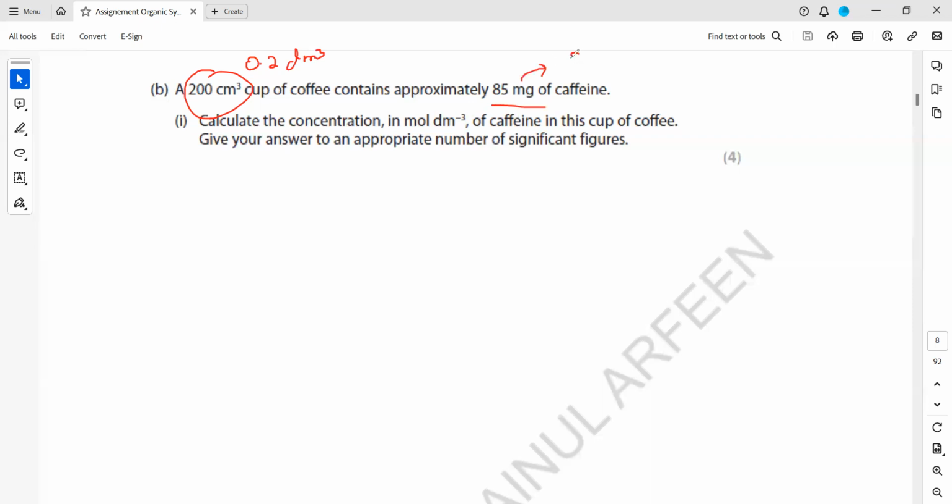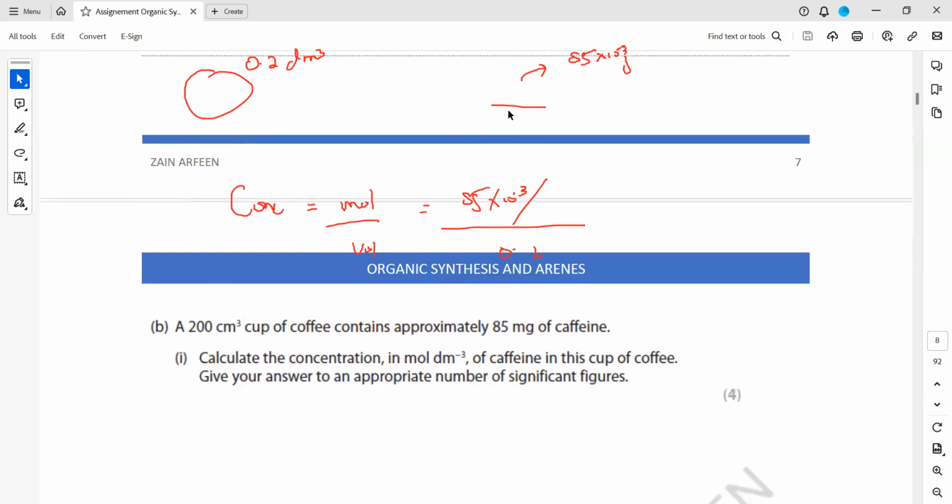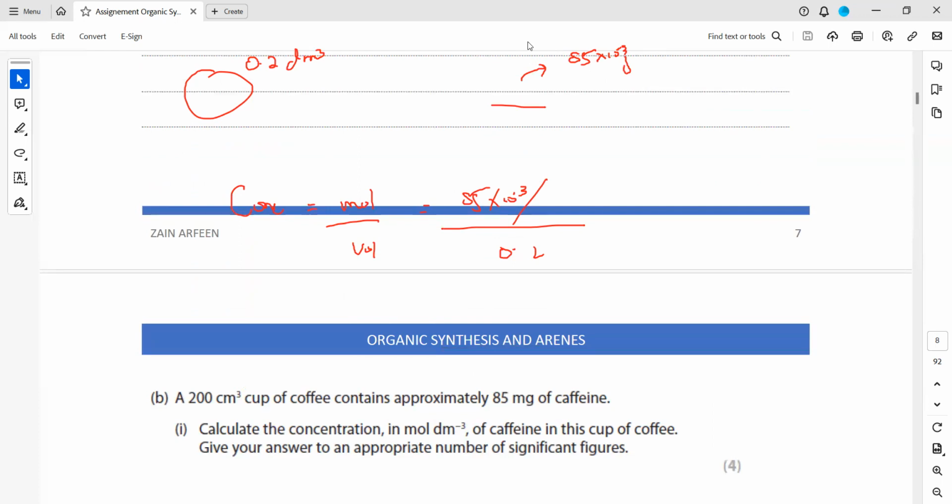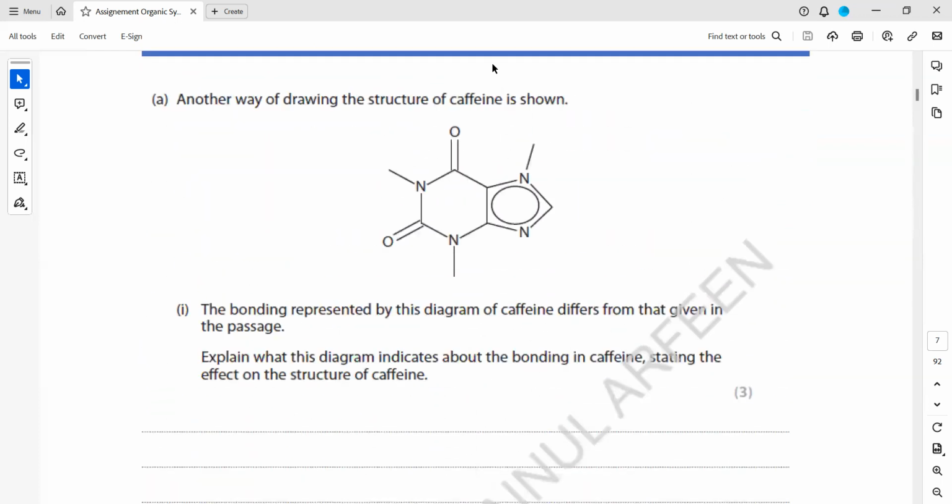The mass is in milligrams, so it will be 85 into 10 to the power minus 3. To get the concentration, concentration is moles divided by volume. So moles is 85 into 10 to the power minus 3 divided by molar mass. For the molar mass, you have to check the structure of caffeine, because from the structure you can work out the molar mass. If you count the carbon atoms, better I number them so it will be easy: 1, 2, 3, 4, 5, 6, 7, 8. So 8 carbon atoms are there.